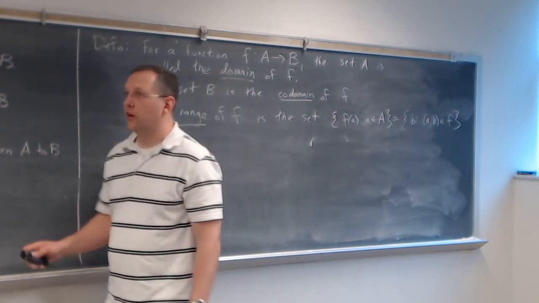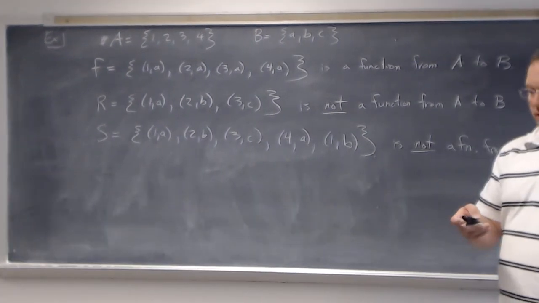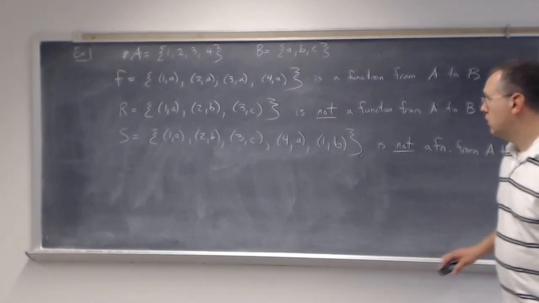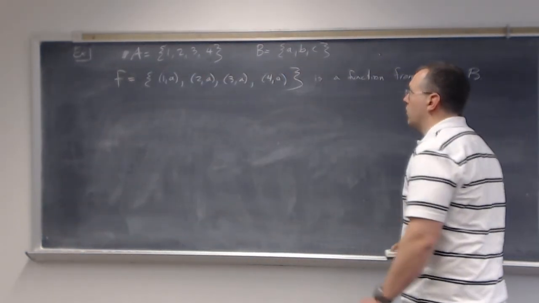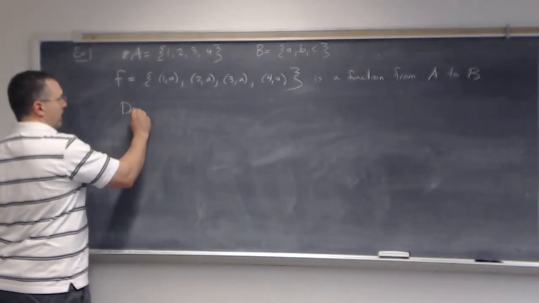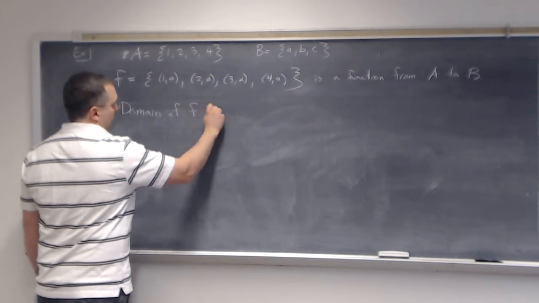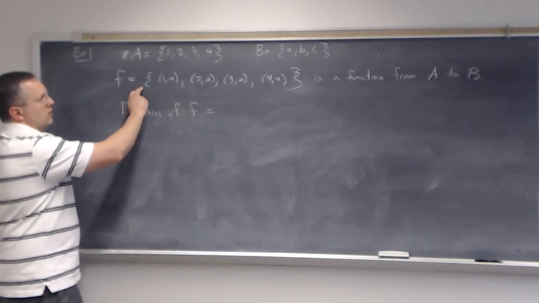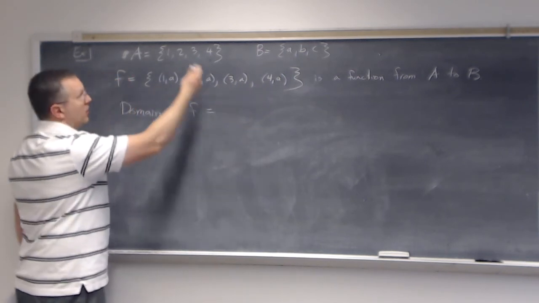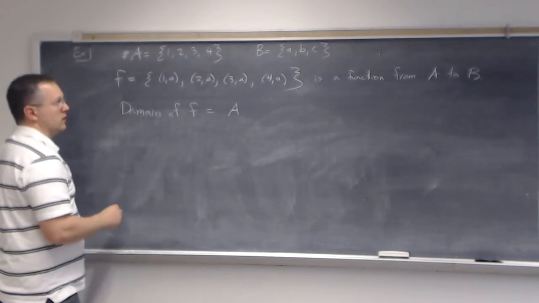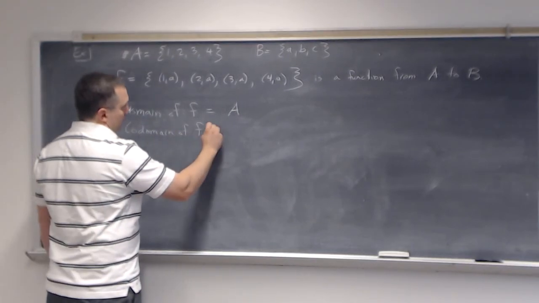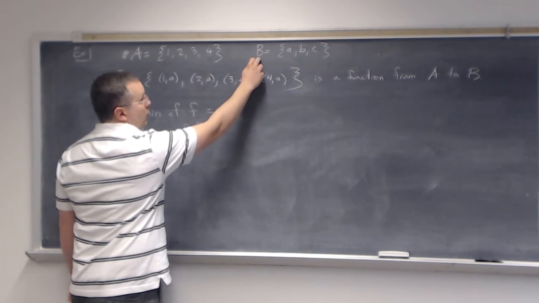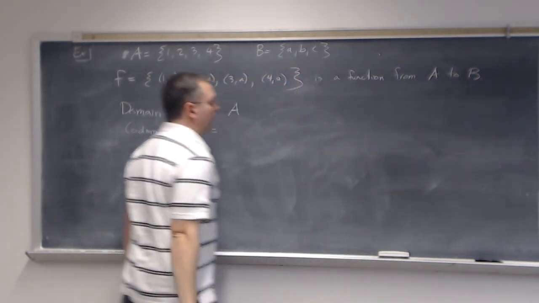Okay. If we go back real quick before I erase this over here, I'm going to add one function here. Look at this first example. So what's the domain of this function? The domain of this function right here? It's the set containing 1, 2, 3, and 4. But we already called that A. The domain of this function is A. What's the codomain? The codomain is where the function, if it's a function from A to B, we call B the codomain.